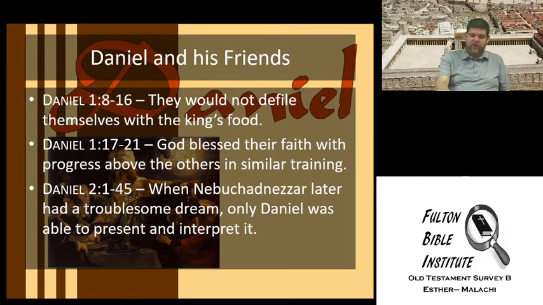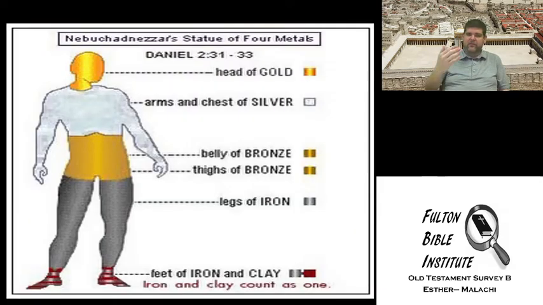He goes before Nebuchadnezzar, and he tells Nebuchadnezzar about the dream. Nebuchadnezzar dreams a dream about a statue that's similar to this picture we see here, that has a head of gold. It has an arm and chest of silver. It has a belly and thighs of bronze, and then legs of iron and feet of iron and clay mixed together.